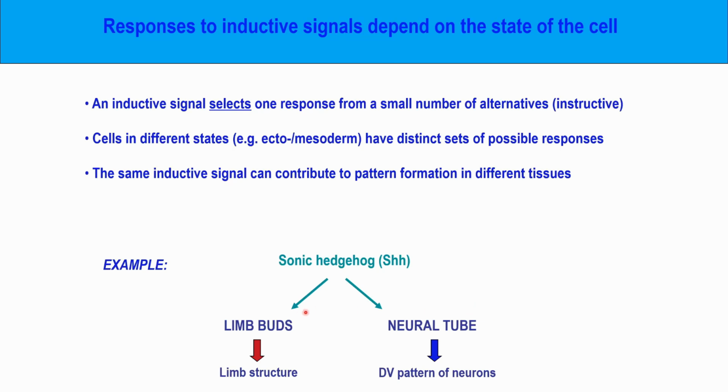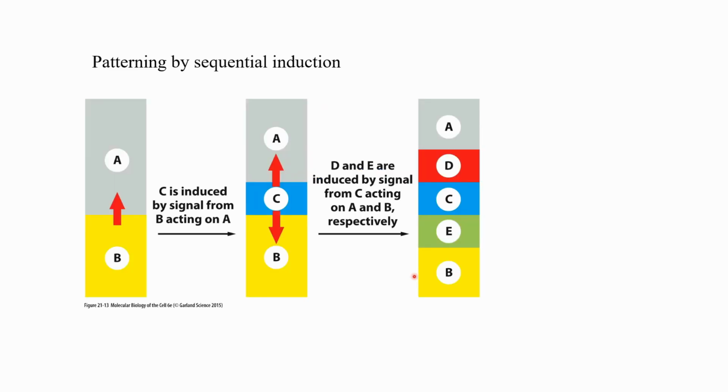So the response in the different tissues is different, even though it's a response to the same signal. This is another conceptual model to illustrate that we can have patterning being developed by sequential induction. In this case, we have a region B that is secreting a signal onto A and induces the formation of region C. And then C, which has a different cell fate, let's say, from A and B, can produce its own signal.